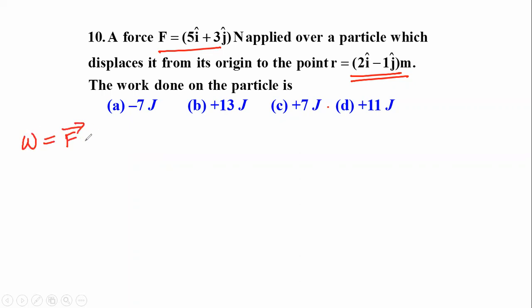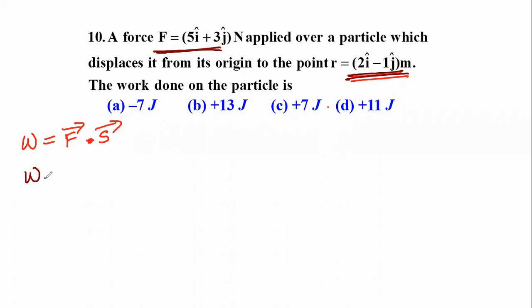Work done W is equal to F bar dot S bar. What is the force they have mentioned? 5i cap plus 3j cap. The distance moved, the displacement, is taken as 2i cap minus 1j cap.